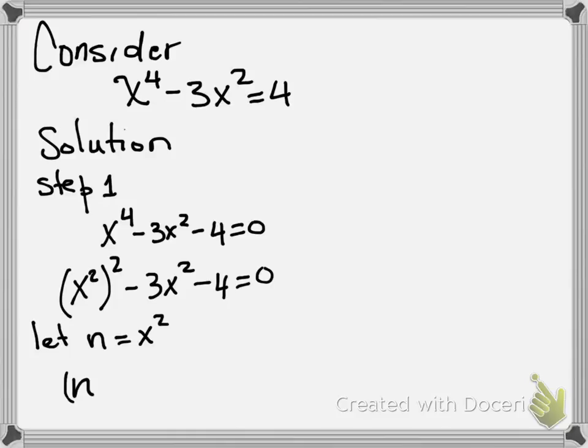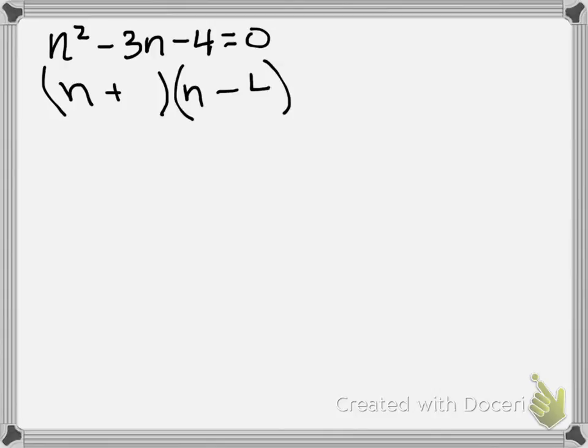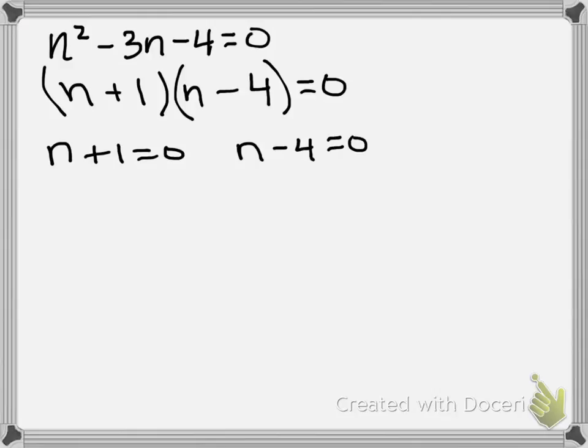And we end up with the following. So it becomes n squared minus 3n minus 4. And ladies and gentlemen, we carry this over. And now this looks like a quadratic equation. Now, we're going to factor this as usual. And we have the following. Now, we're going to apply the zero product property as usual as well. And we have the following.